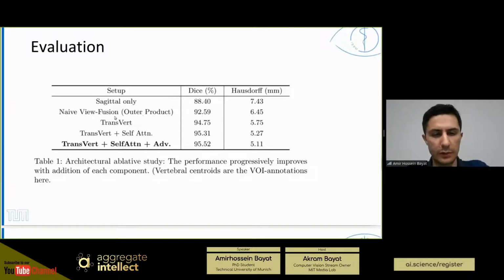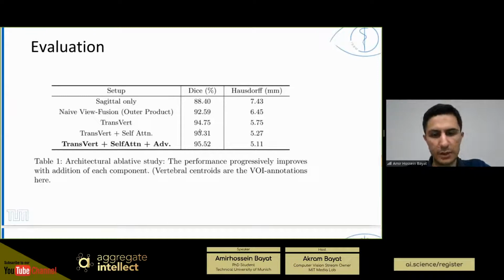But for fusing the information from different views, we didn't include the encoders, we just did an outer product of the images. And after that, in order to validate the encoder architecture of ours, we used both of the encoders. And again, the DICE score improved by more than 2%.